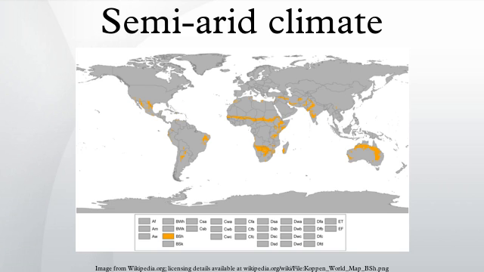Hot semi-arid climates. Hot semi-arid climates tend to be located in the tropics and subtropics. These climates tend to have hot, sometimes extremely hot, summers and mild to warm winters. Snow rarely falls in these regions. Hot semi-arid climates are most commonly found around the fringes of subtropical deserts.